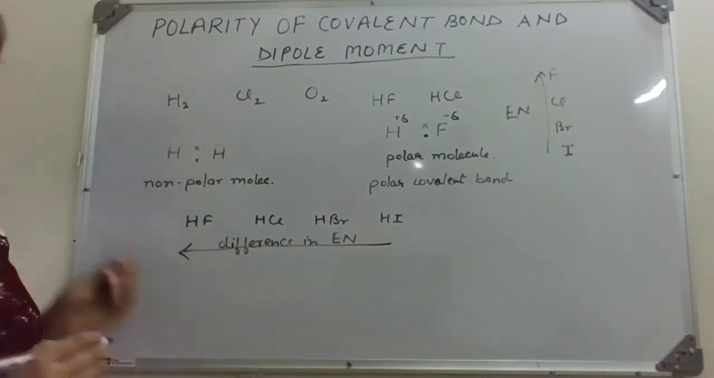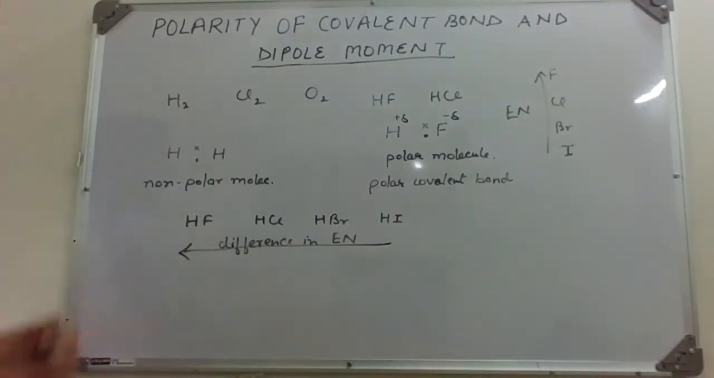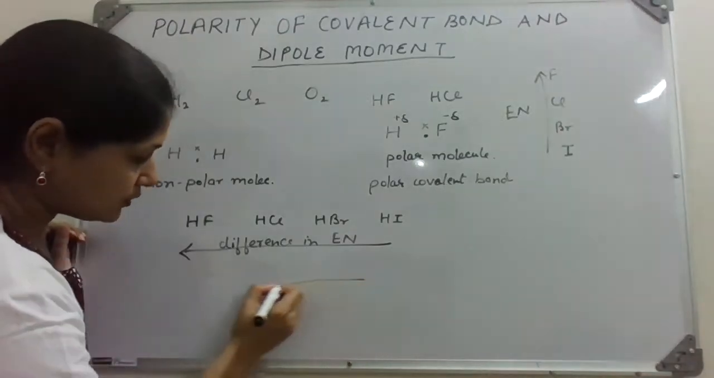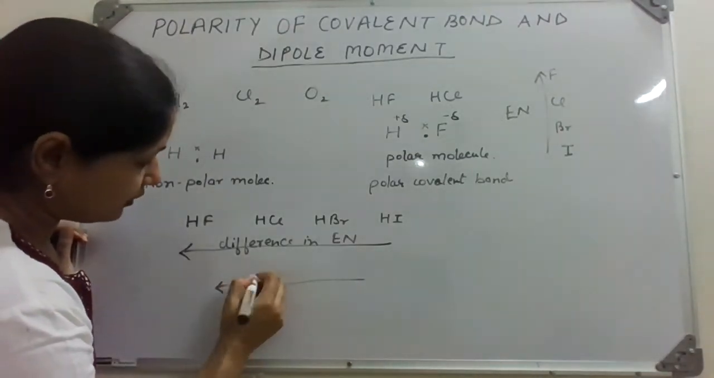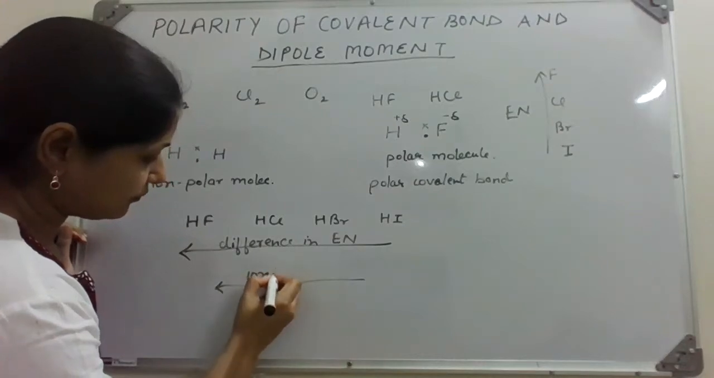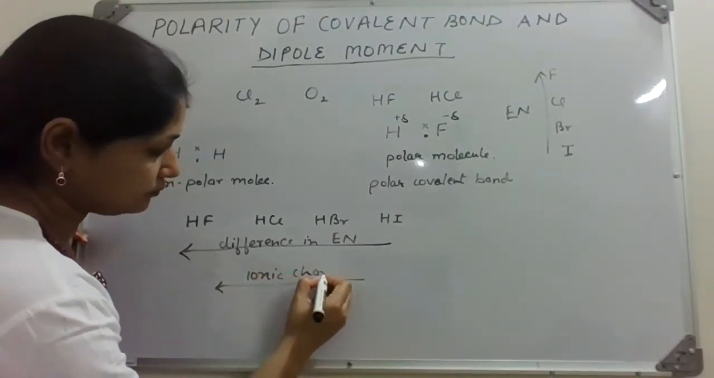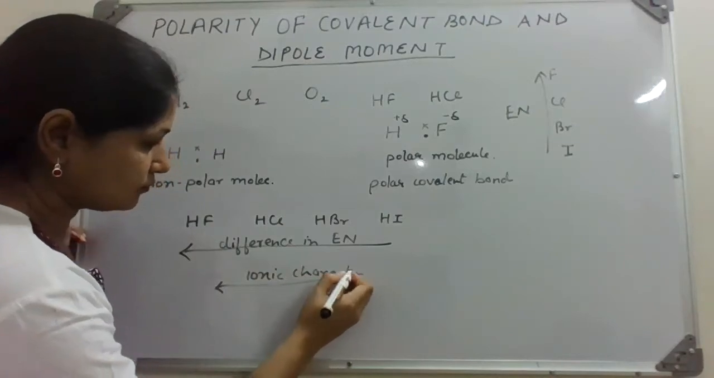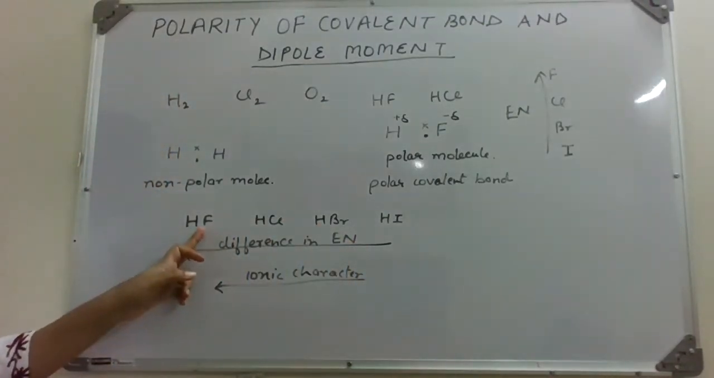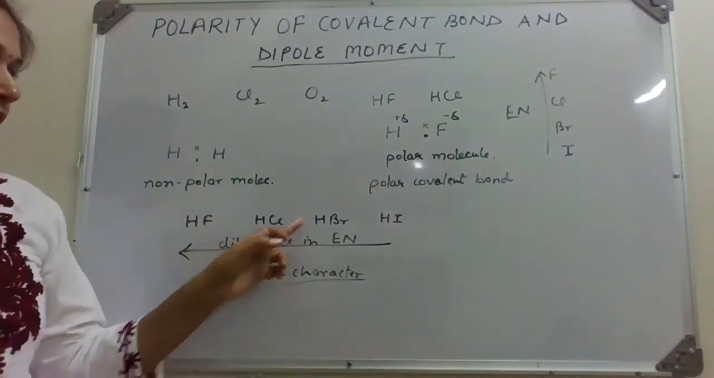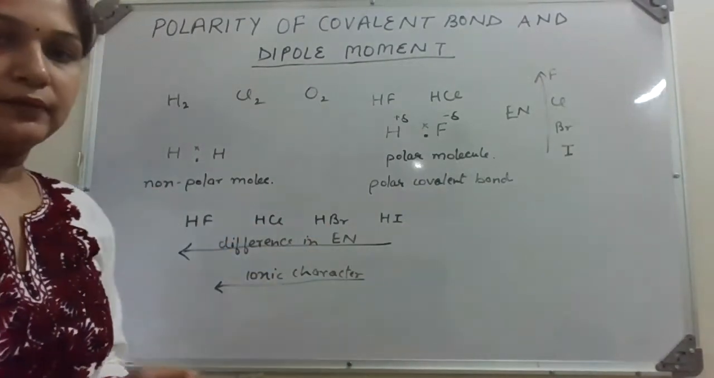As the difference in electronegativity increases, the ionic character of the bond also increases. So because of this, when we move from right to left, the ionic character of the molecule also increases. So out of these four, hydrogen fluoride is more ionic than hydrogen chloride, then hydrogen bromide, and hydrogen iodide is least ionic.